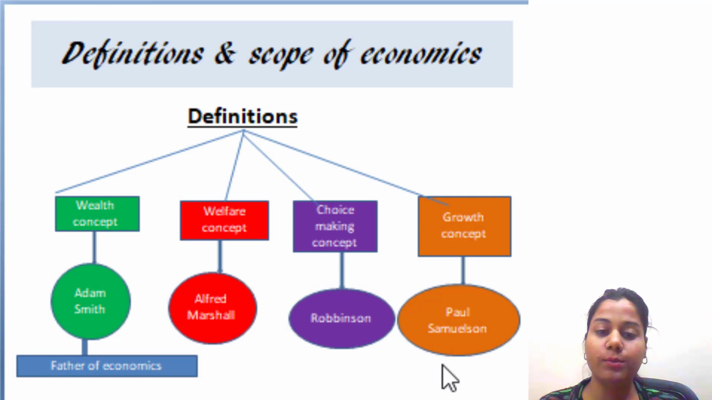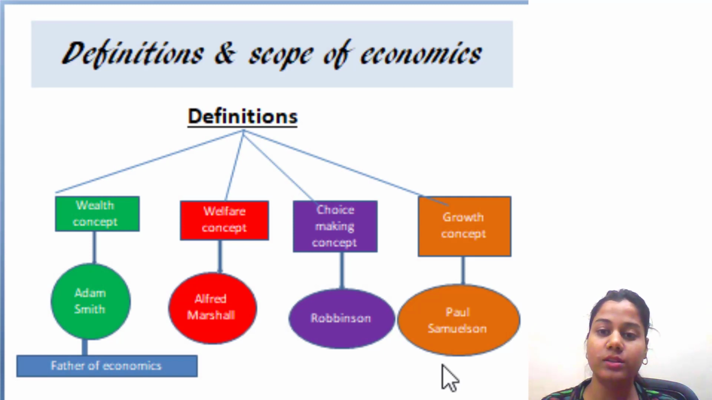The next concept was choice making concept, which is given by Robinson. He said that economy has scarce resources and those scarce resources have alternative uses. An individual has to make choices to satisfy his unlimited wants. Here, the economic growth and development was ignored.